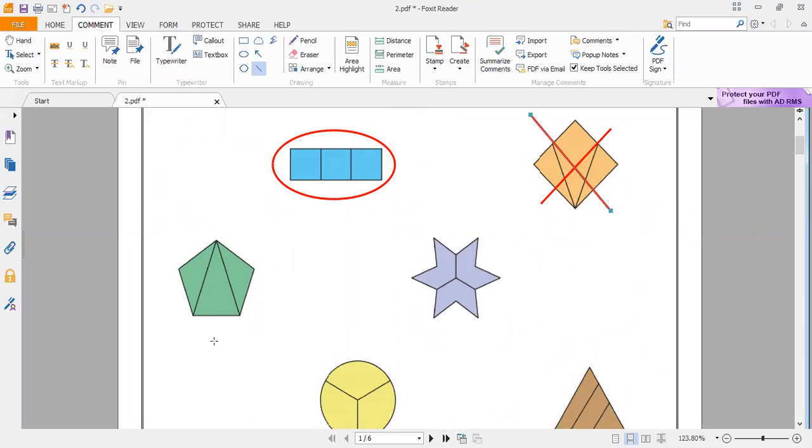Come on Batoul. Does this shape show thirds? Amr, focus with me. The green one? No. Why? Because it has three parts, but they're not equal. They're not equal. Good job Batoul.